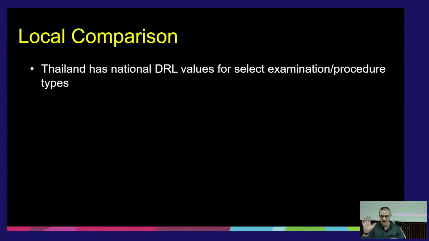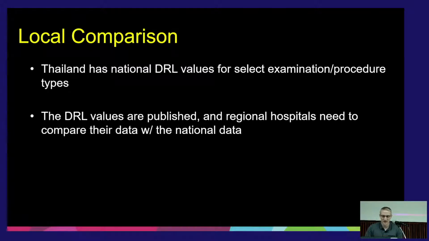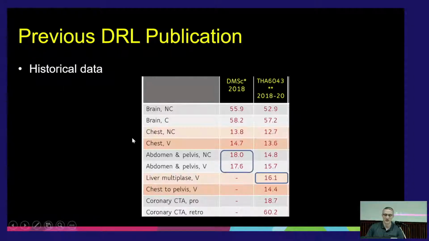So Thailand's got national DRLs. That's great. You guys have come a very long way. DRL values are now published, which was one of the goals that we had a couple years ago in the IAEA mission. And it includes more hospitals than that which we were originally looking at here in Bangkok. So it's across the nation.